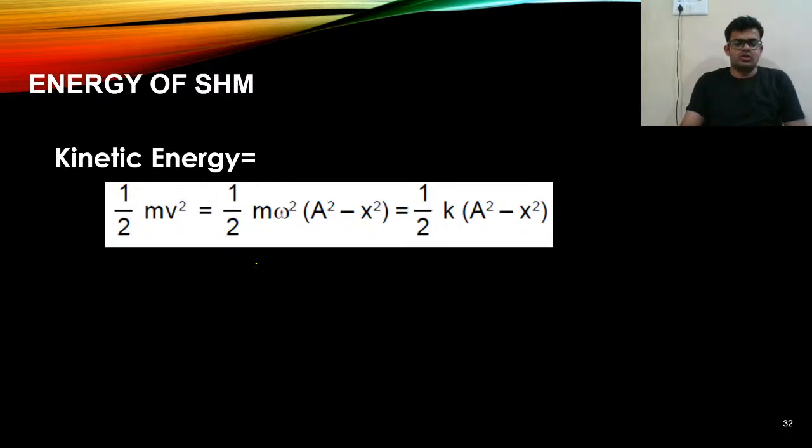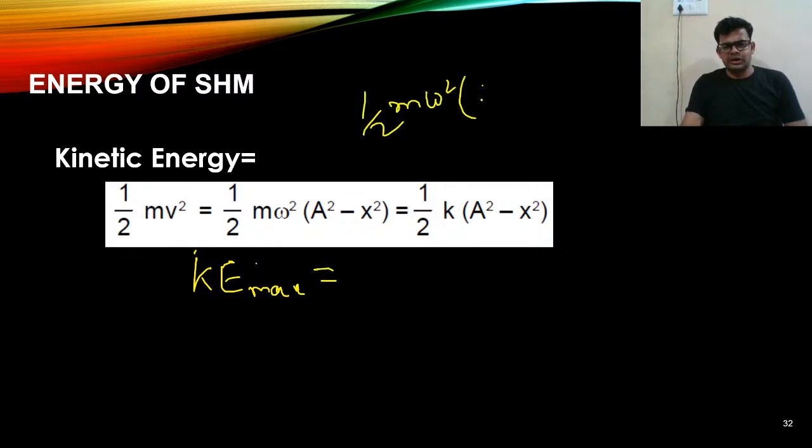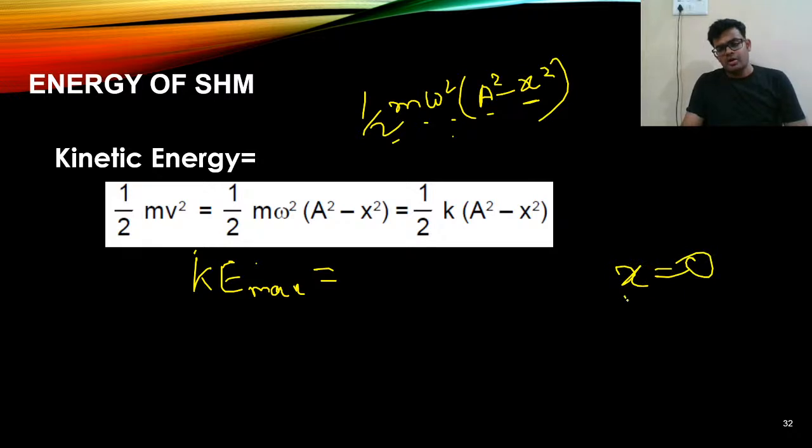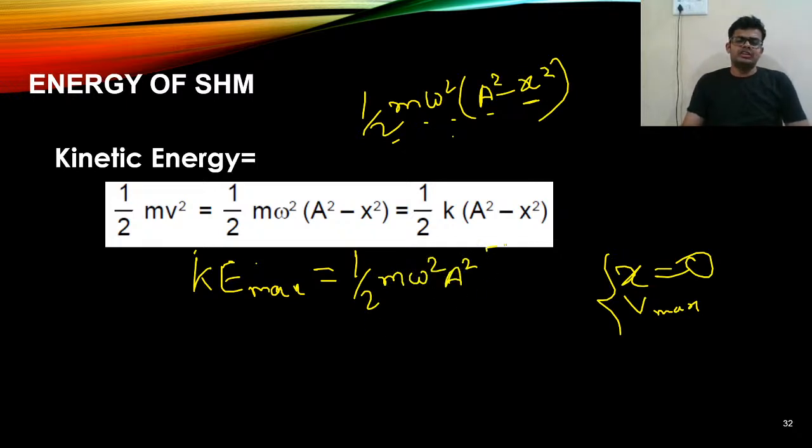Now, some questions. What is the maximum value of kinetic energy? You can see the formula is half m omega square into a square minus x square. What is variable? Half, m, omega square, a square are constant, and x is variable. The maximum kinetic energy is at x equals 0, the mean position, where velocity is max. So kinetic energy is half m omega square a square minus 0. This is the maximum value of kinetic energy.